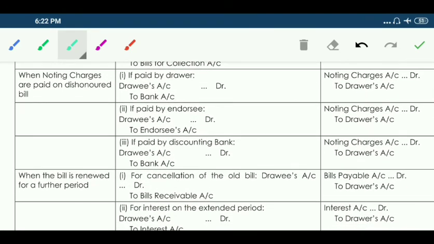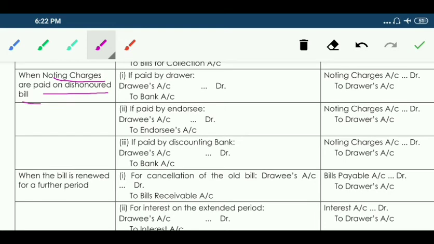Next transaction, when noting charges are paid on a dishonored bill. This concept, noting charges, was discussed at the time of the introduction to the bill of exchange. The main liability to pay the noting charges is on the drawee, because he dishonored the bill.